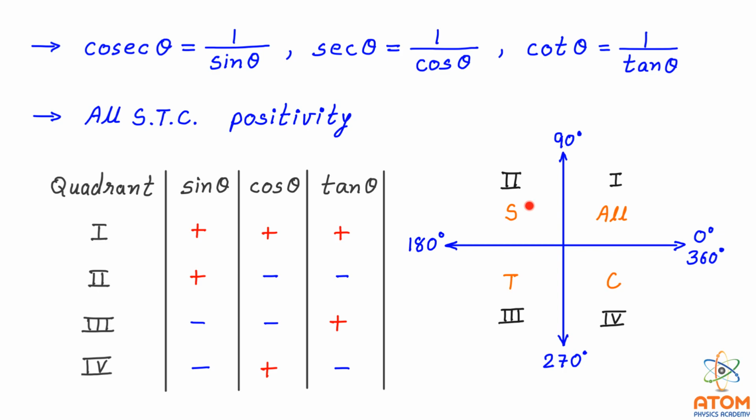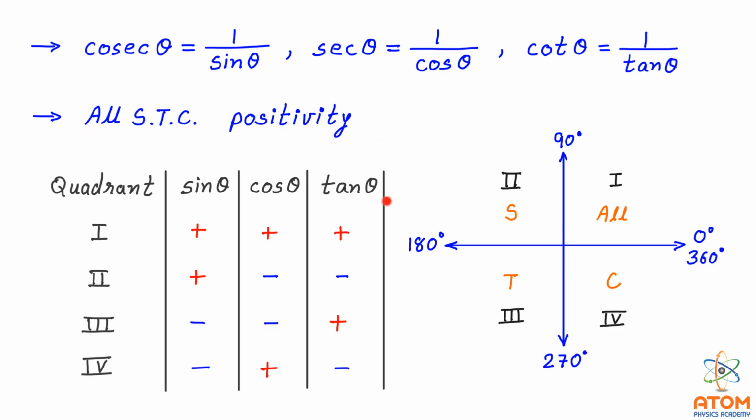In the second quadrant, S is for sin here. So in the second quadrant sin theta is positive. Obviously cos and tan will then be negative. In the third quadrant tan theta is positive, so sin and cos will be negative. In the fourth quadrant cos is positive, so sin and tan will be negative. So that's why it is all STC.